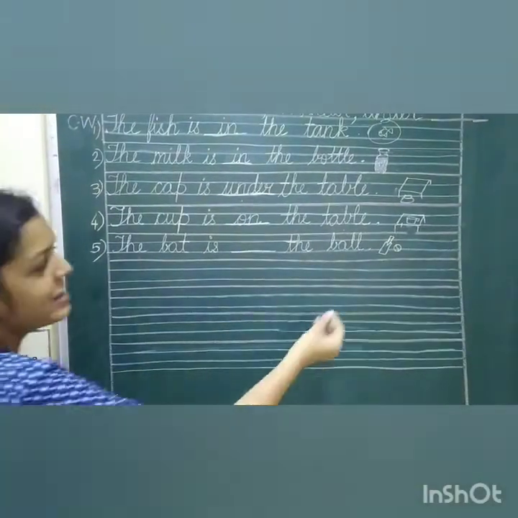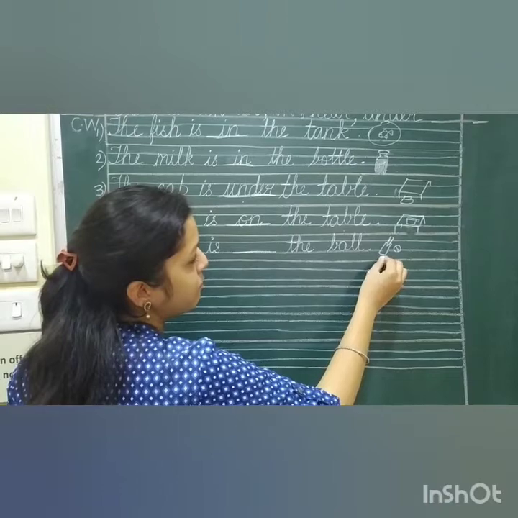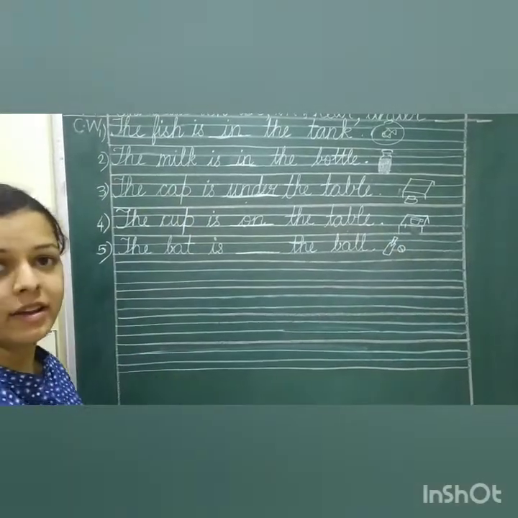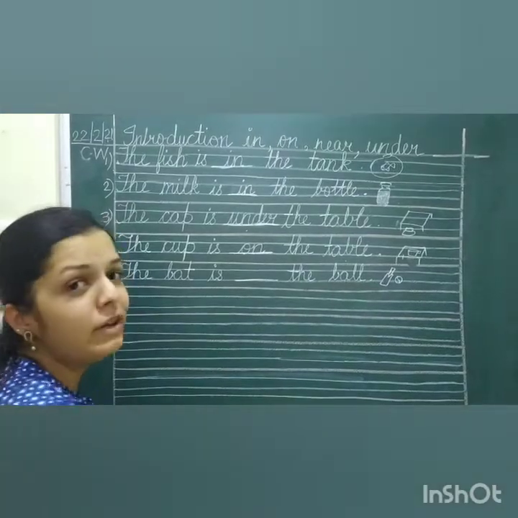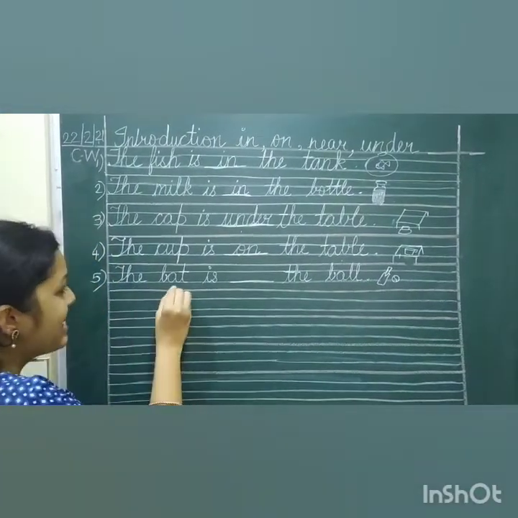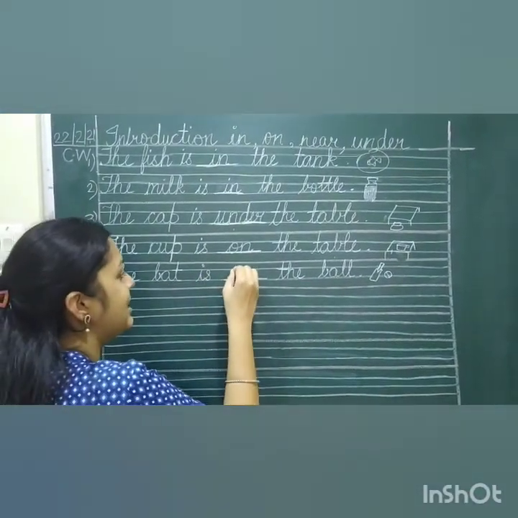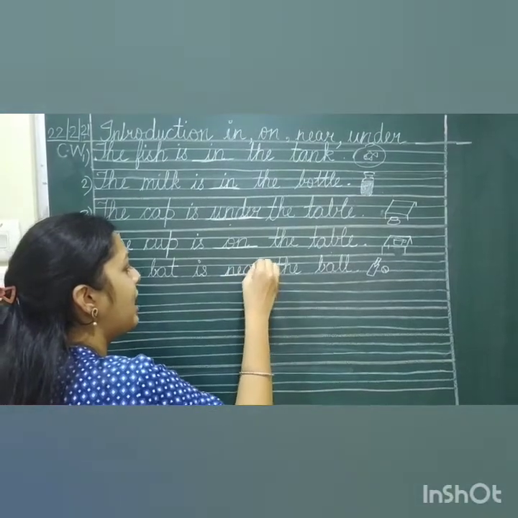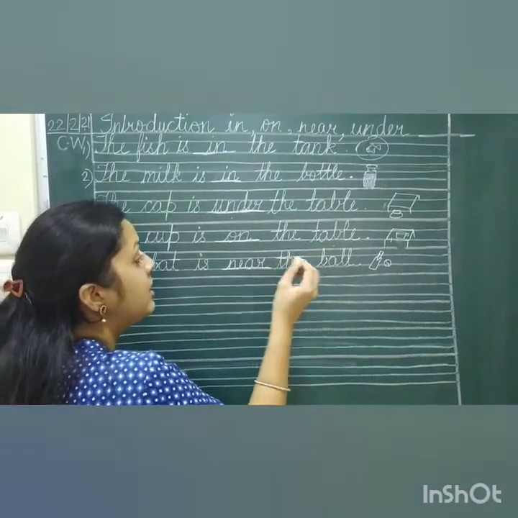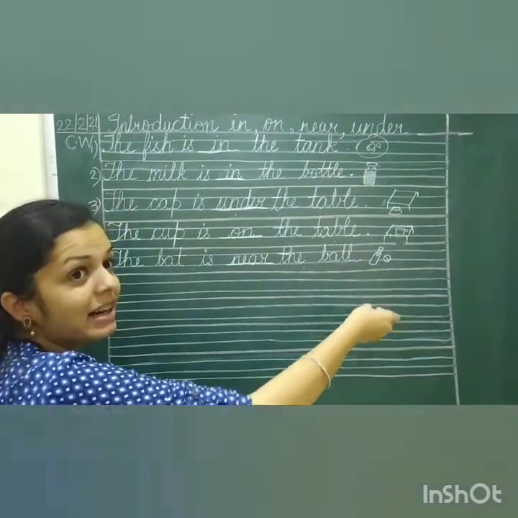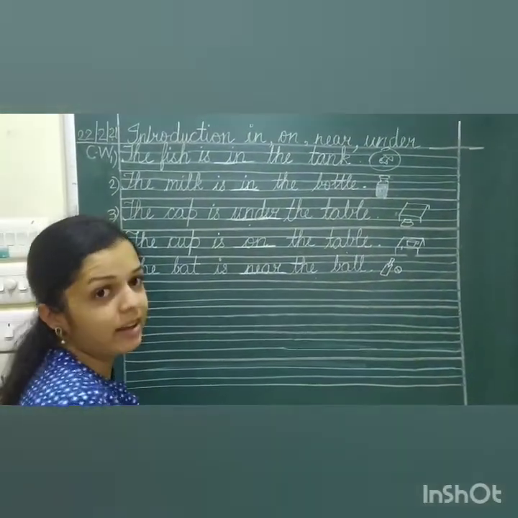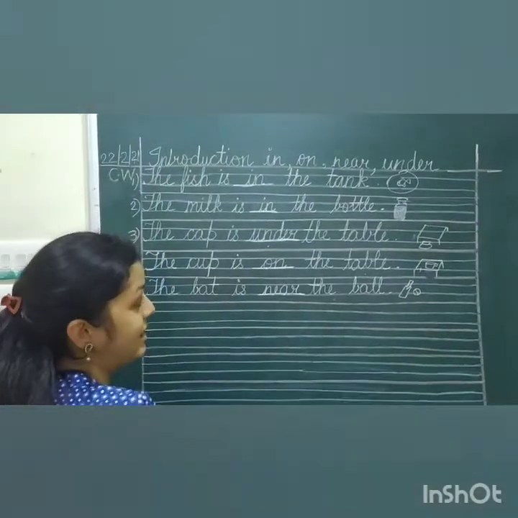So where is bat? बॉल के बाजू में. करेक्ट. बैट के बाजू में हमने रखा है बॉल को. So what will be the answer? The bat is near, N-E-A-R, near the ball. बॉल को हमने बाजू नजदीक रखा है बैट के. करेक्ट. So the bat is near the ball.